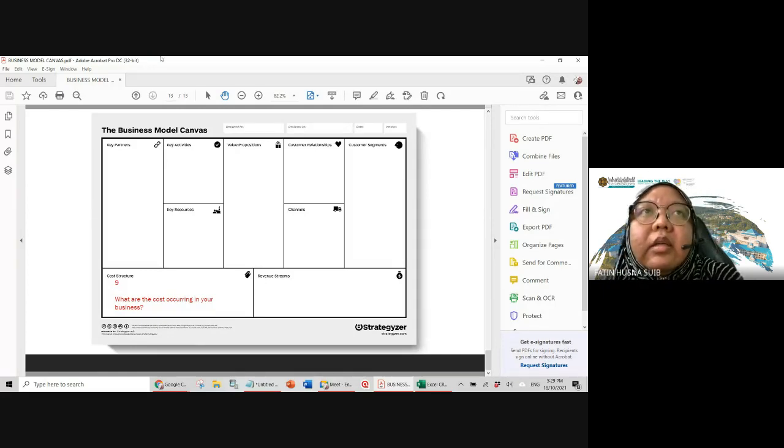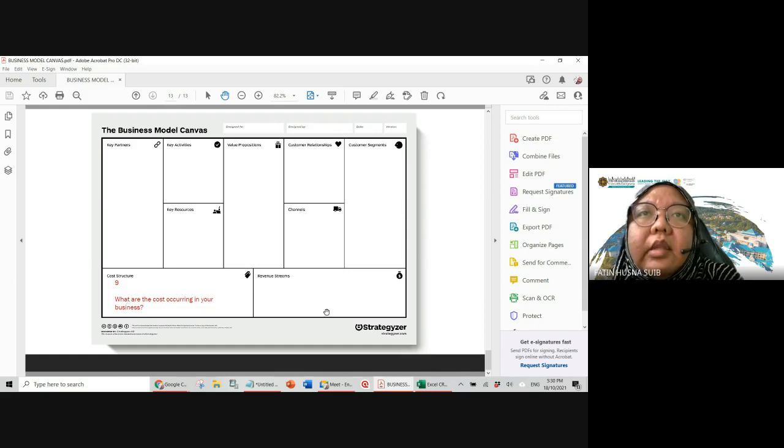So everything links to each other. For example, in cost structure, if you put loan, basically I will expect you to have a loan. For example, if in activities you put packaging, then basically in cost structure there will be packaging costs. For example, if you put a contest or giveaway, then there is a cost for giveaways.